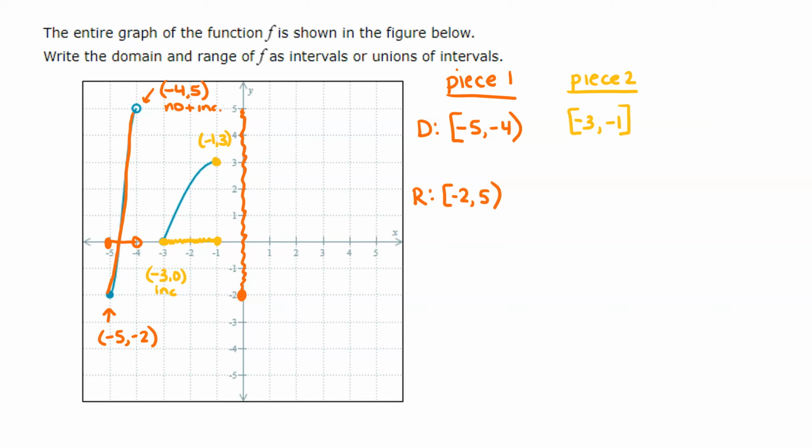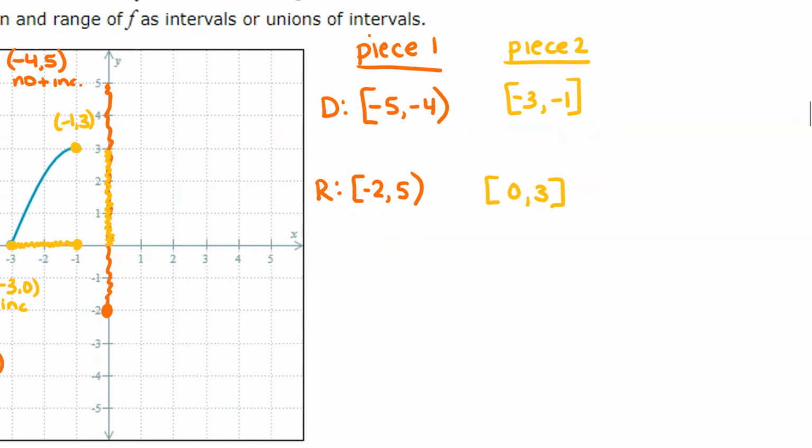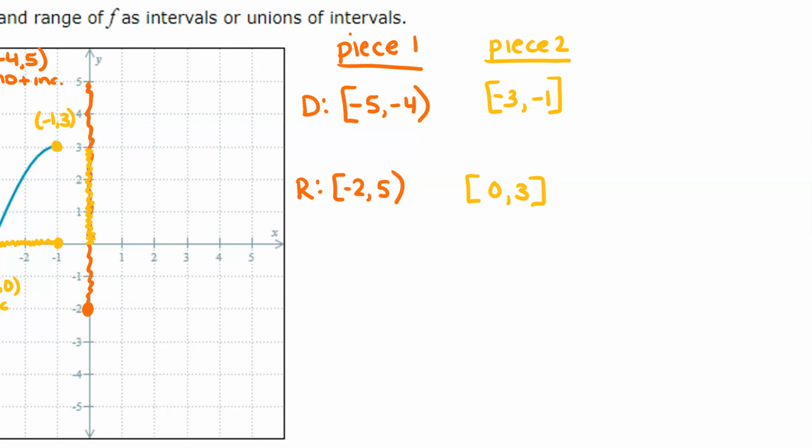Now the range for the second piece, lowest to highest: the lowest it goes is 0, and the highest it goes is 3. So the range for the second piece is 0 to 3, and those are included for the same reasons that the domain of piece 2 are included. So now that we've done that, let's union these together.